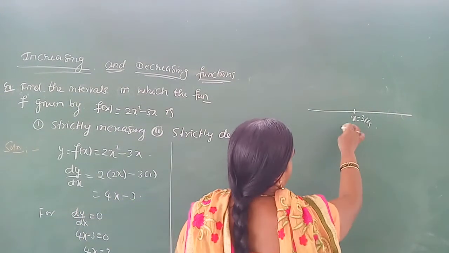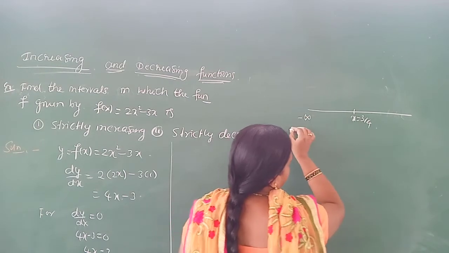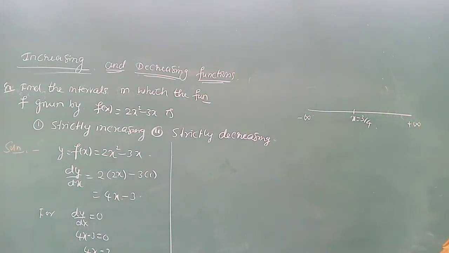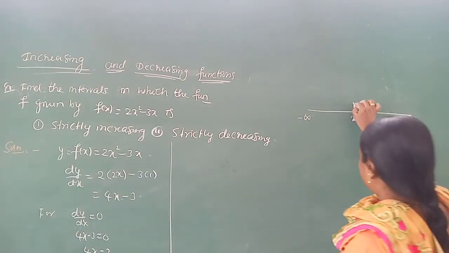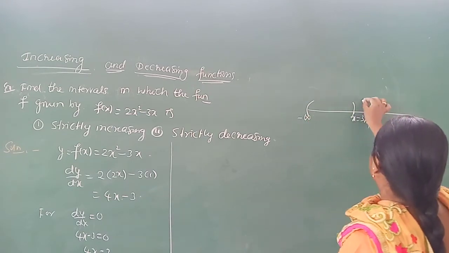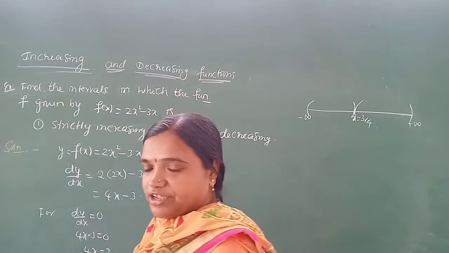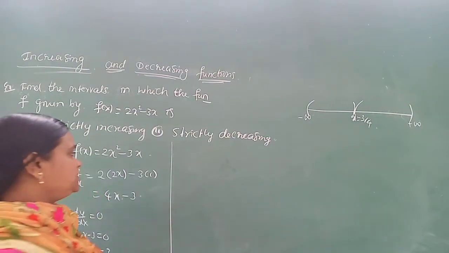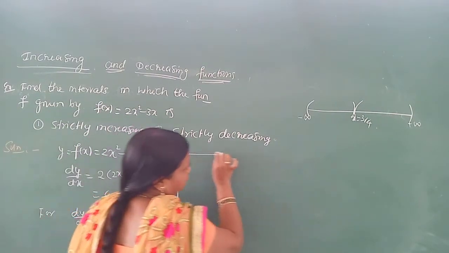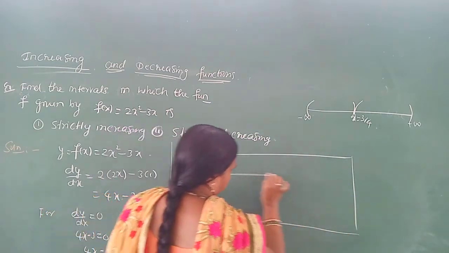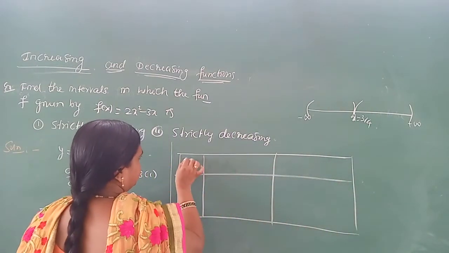See, this is x equal to 3 by 4. In the real number system we have minus infinity and plus infinity. We are not taking 3 by 4. On either side of that point we use minus infinity to 3 by 4, and next 3 by 4 to plus infinity. And we have to verify. Okay, in this way we can calculate the points. For that I will tell you how. These are the intervals.